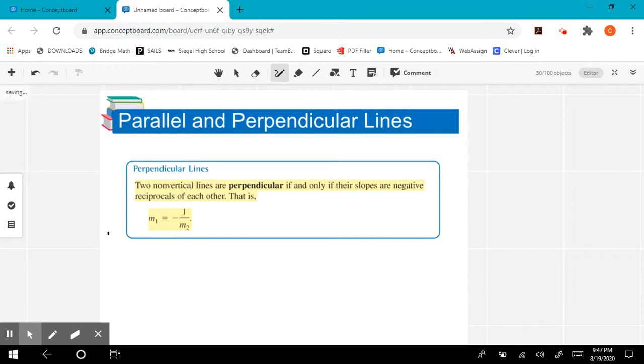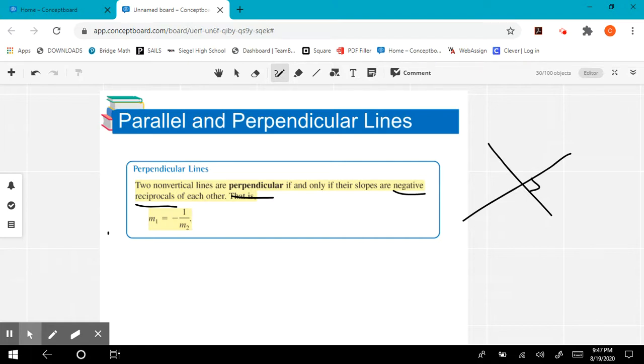Now, perpendicular lines, right? We know what perpendicular lines are. They're lines that intersect and form a 90-degree angle. Okay? Now, what's true about slopes of perpendicular lines is that they are negative reciprocals of each other. And so that means m1 equals -1/m2.